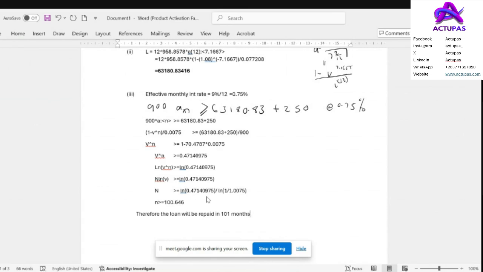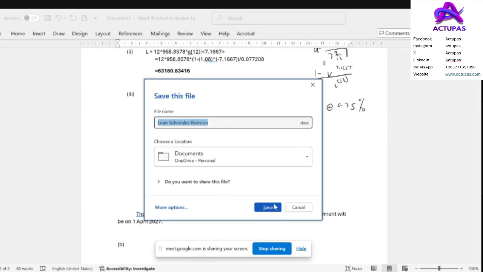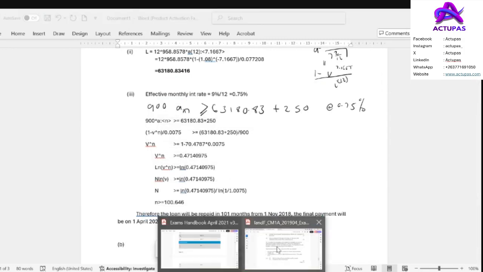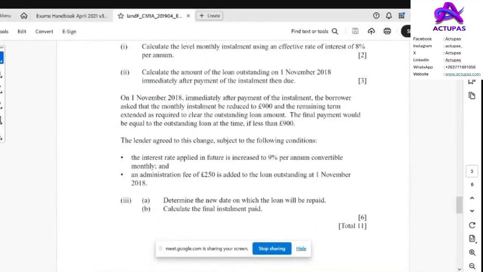We have our solution from 1 November 2018, and 101 months after that, then means the final payment will be on 1 April 2027. Now we move on to part B of the question. Part B of the question, what does part B say? Part B says calculate the final installment paid.